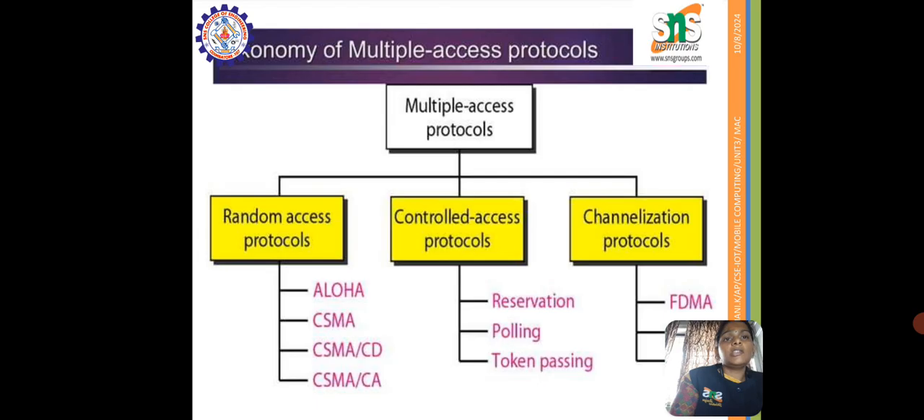Next, let us see the taxonomy of multiple access protocols. It has random access protocols, controlled access protocols and channelization protocols. In random access protocols, you will see the techniques Aloha, CSMA, carrier sense multiple access with collision detection, and carrier sense multiple access with collision avoidance. Controlled access protocols are reservation, polling and token passing, and channelization protocols are FDMA, TDMA and CDMA. Let us see this in detail.